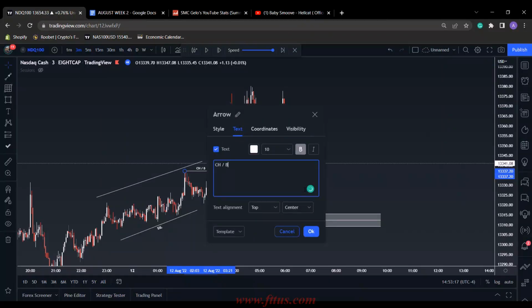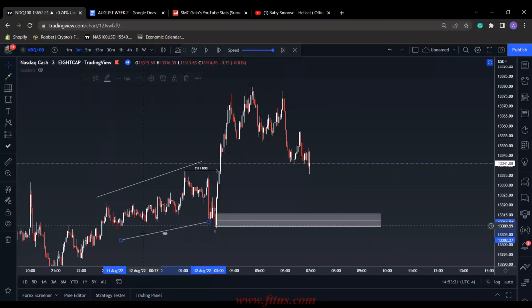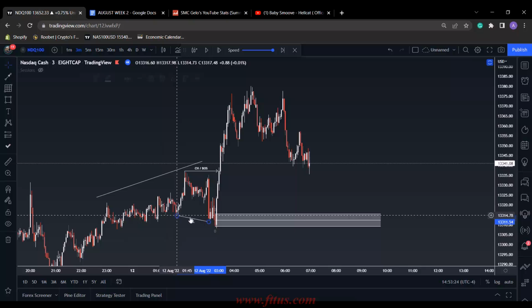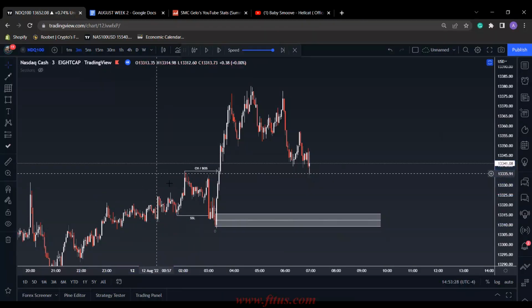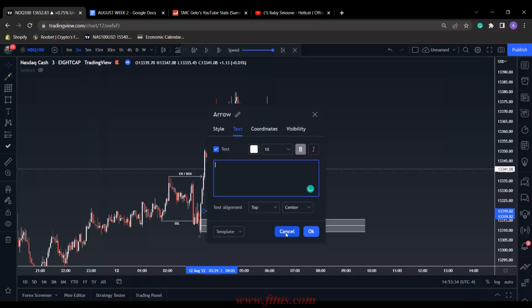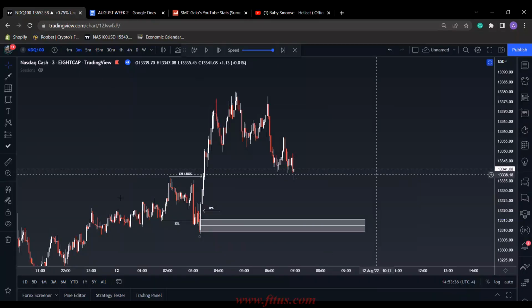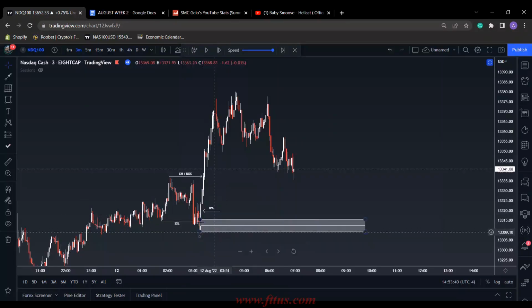So change of character, break structure, and then we will fix this a little bit and make it a little bit more clean for you guys. Sell side liquidity got swept, and we had the change of character, break structure. Next, what did we have? We had imbalance, we had a gap in the market. Okay, so that's three confluences right there. If you want to add the demand zone, that's 4 confluences.